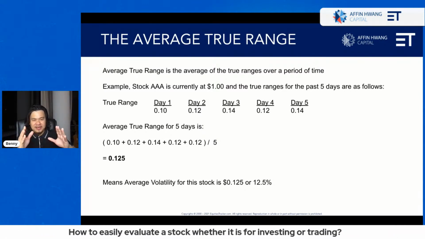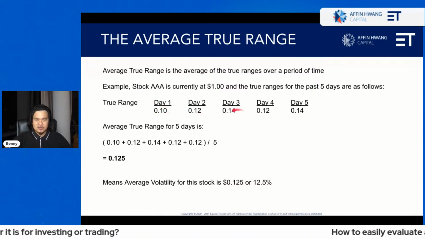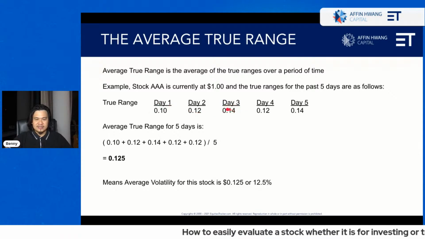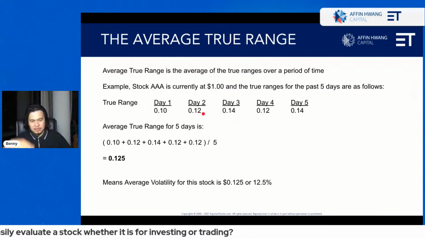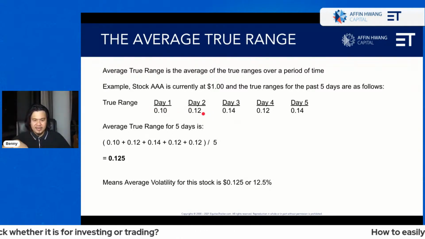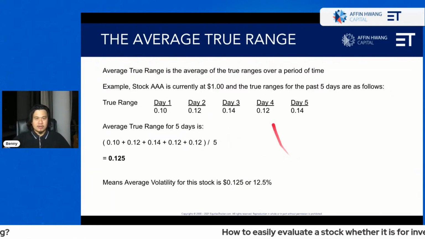Okay, so this average, 12.5%. So for example, in this range here, the lowest was 10 cents, the highest was 14 cents. Right, in these 5 days, lowest is 10 cents, highest is 14 cents. The average is 12.5. So that means this stock can easily move between 10 to 14 cents a day, or averagely 12.5% a day.